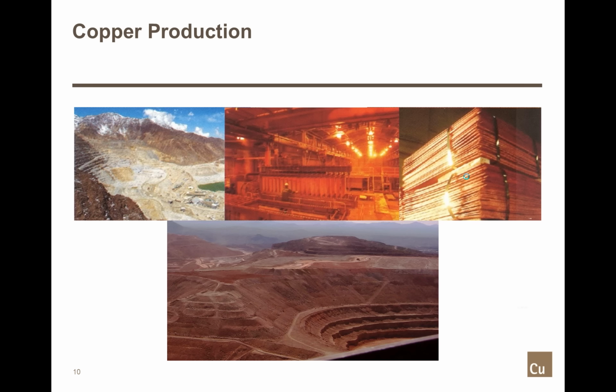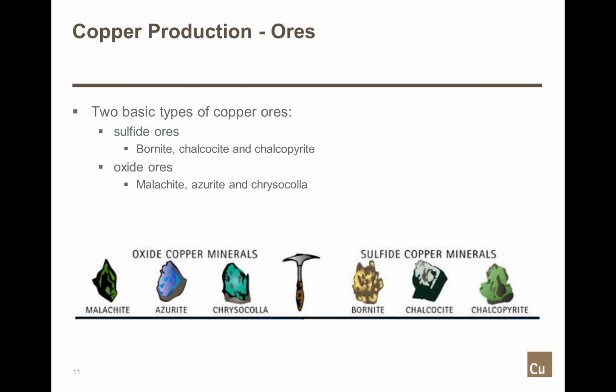Let's talk about the types of ores. There are two basic types of copper ores, and these are examples of those types. Sulfide ore, where copper is tied up with sulfur. These are bornite, chalcocite, or chalcopyrite, for example, or oxide-type ores, which are lesser available. Malachite, azurite, or chrysocolla. And you see artist examples of what they look like.